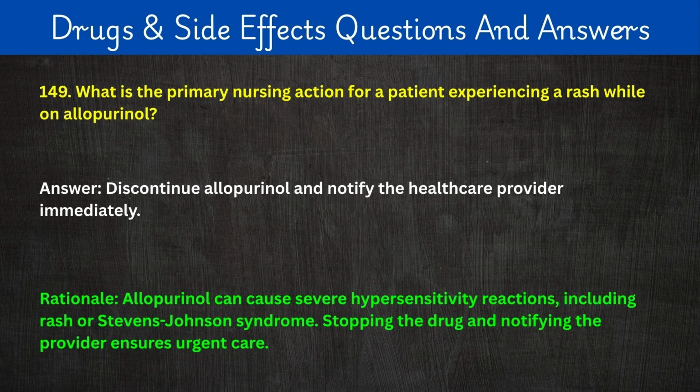149. What is the primary nursing action for a patient experiencing a rash while on allopurinol? Answer: Discontinue allopurinol and notify the healthcare provider immediately. Rationale: Allopurinol can cause severe hypersensitivity reactions, including rash or Stevens-Johnson syndrome. Stopping the drug and notifying the provider ensures urgent care.